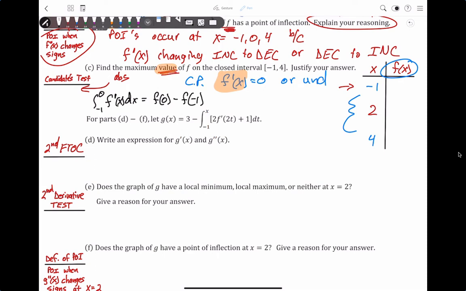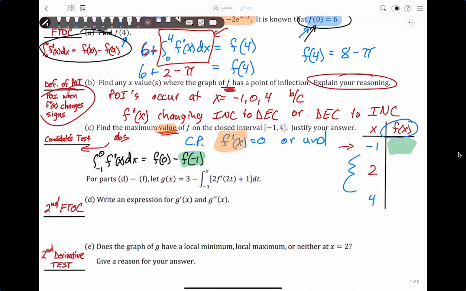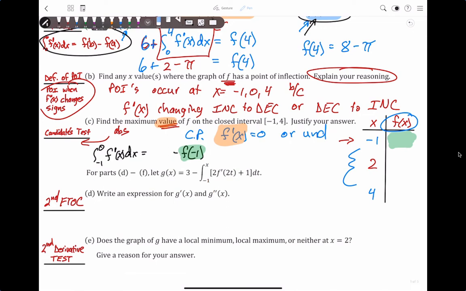Now, our goal is to find f of -1. It's right there. We know f of 0 was given to us as 6. So I'm going to go ahead and replace this with 6.